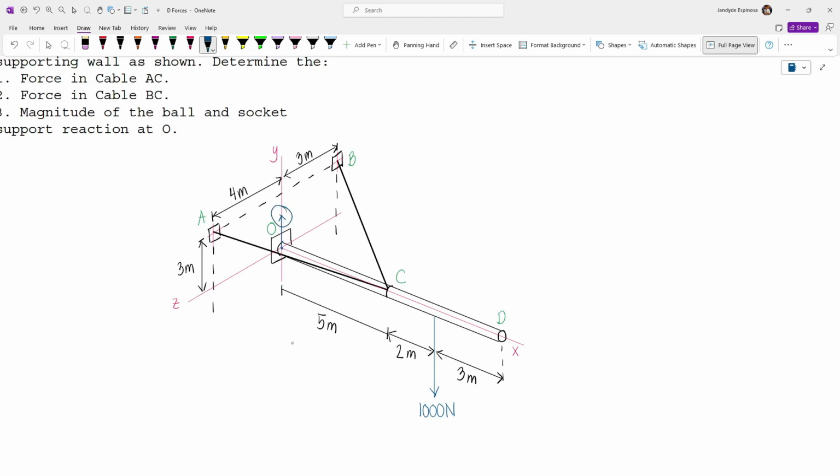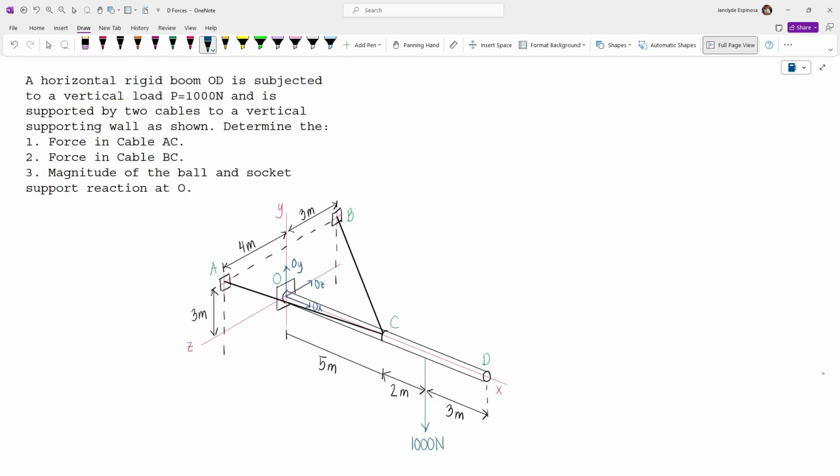Again, our assumption here won't matter, because if we get a negative sign, then the direction will be opposite to our assumption. So this is OY. And then for OZ, the reaction of O along the Z-axis, let's assume it's going to the right. So this is OZ. And then for the reaction of O along the X-axis, let's say it's also going to the right. So this is OX.